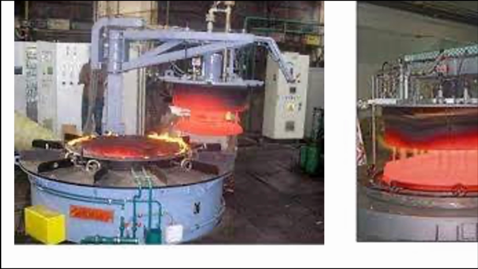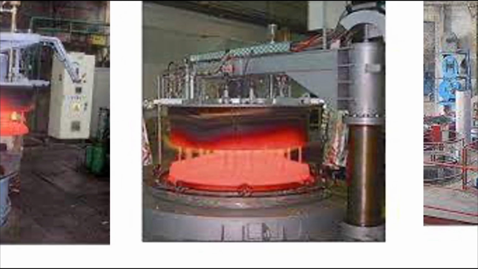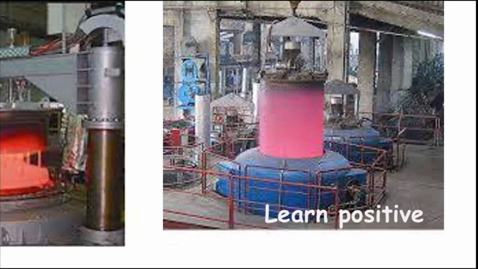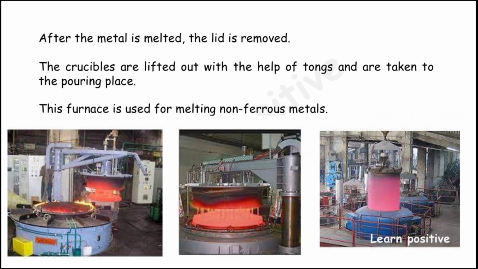This is the pit furnace. The furnace is placed below the floor level, and now they are going to open the lid of the furnace. Inside the furnace we are going to see the crucible. This is not molten metal, this is a crucible with a hot red heat. Inside the crucible we have the molten metal. So we take the crucible with the tongs and pour it into the mold.